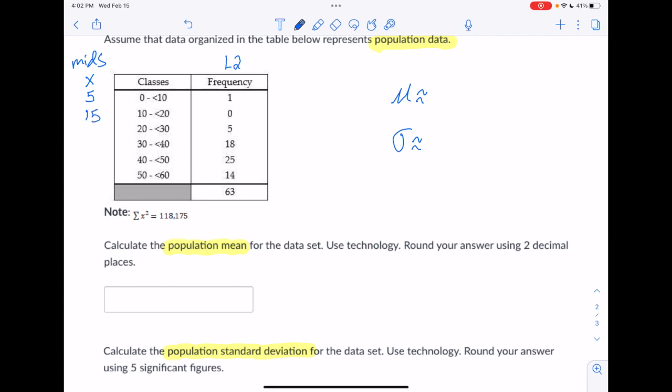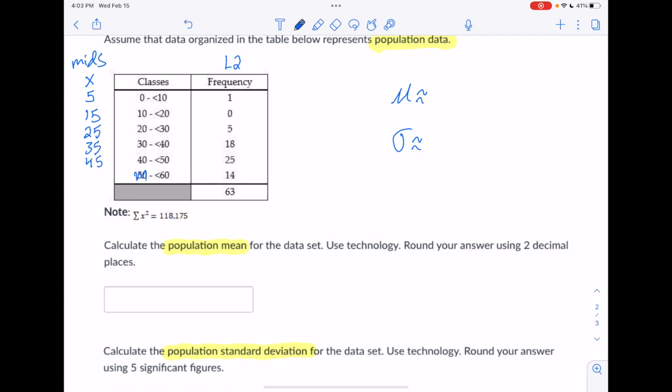Just average the two, or think about what's right in the middle. You can go to your calculator and do 20 plus 30 and divide it by 2. When the numbers are nice, I tend to just think about what's in the middle. So 30 to 40, 35, and 40 to 50 will be 45.